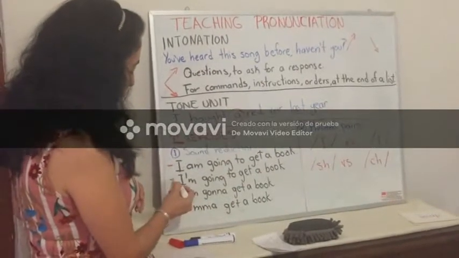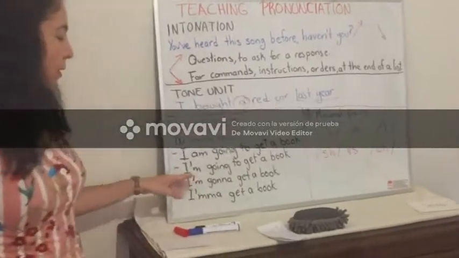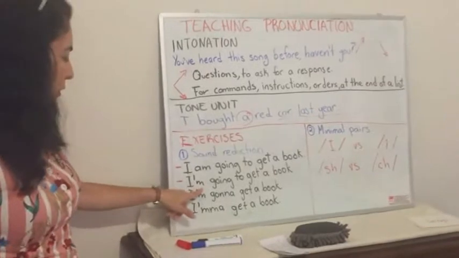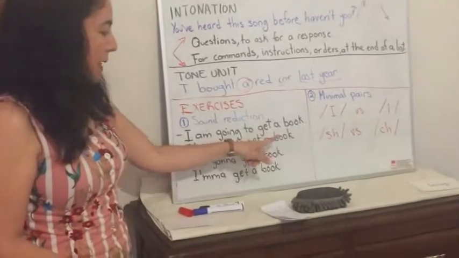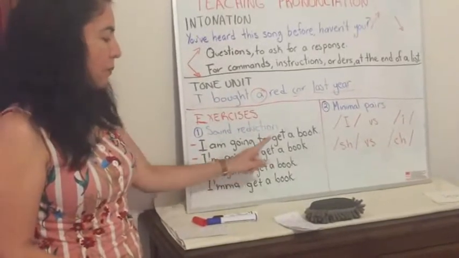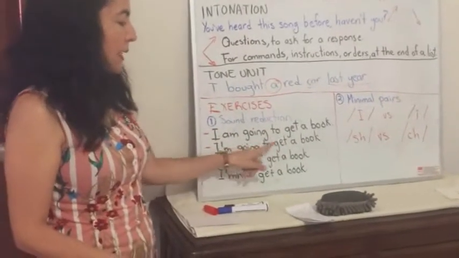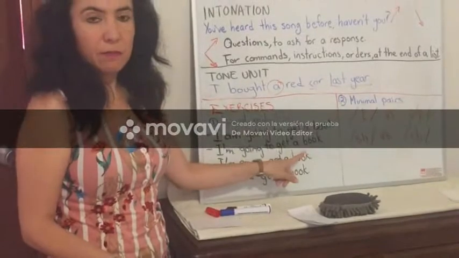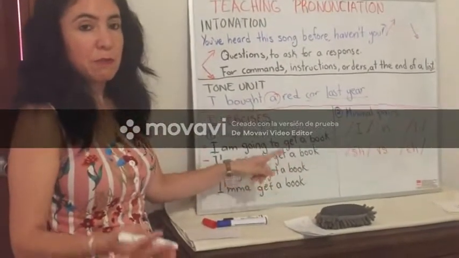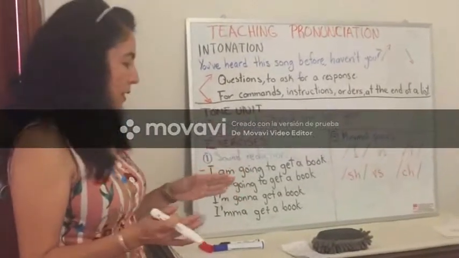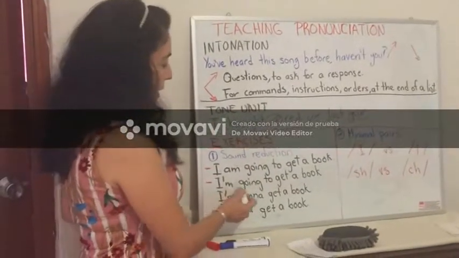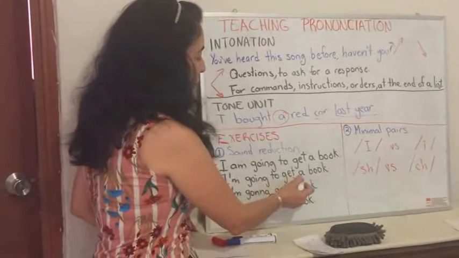Now the second one is also pretty normal. We're just using the contracted form of the verb to be. Here, in I'm going to get a book. That's perfectly pronounced, but again, it's not as natural as if I shorten it a little more and I say, I'm going to get a book.